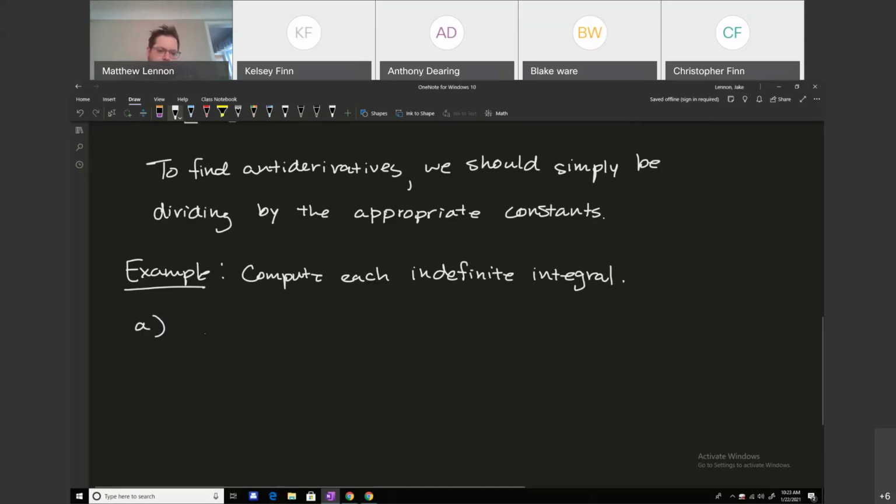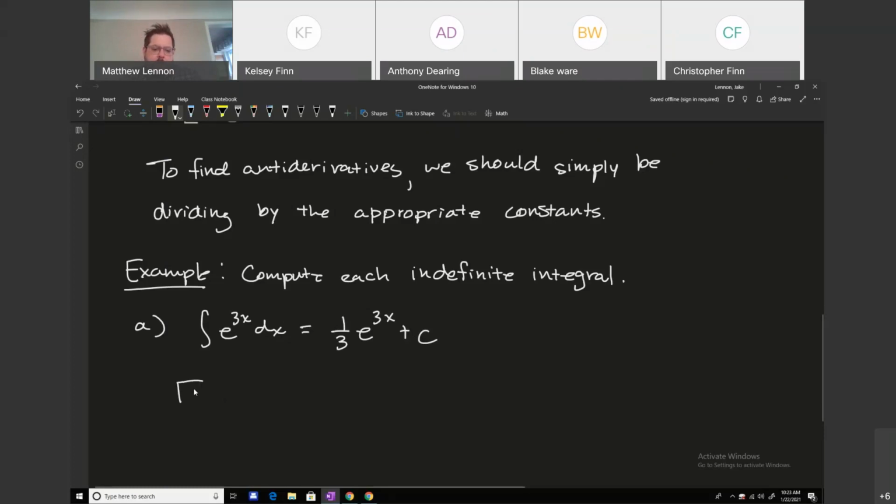So maybe we're trying to integrate, say, e to the 3x dx. Now, this was the first derivative rule we looked at. So the derivative of e to the 3x would be 3 times e to the 3x. So our guess for the antiderivative is, rather than multiply by 3, we should be dividing by 3. So our guess for the antiderivative would be 1/3 e to the 3x and then plus a constant.